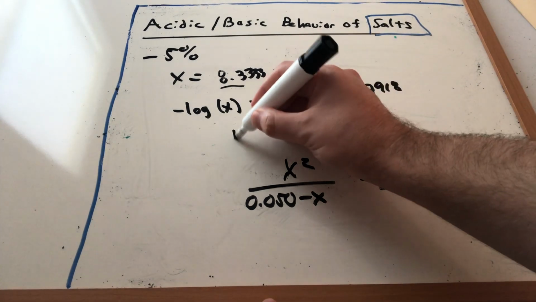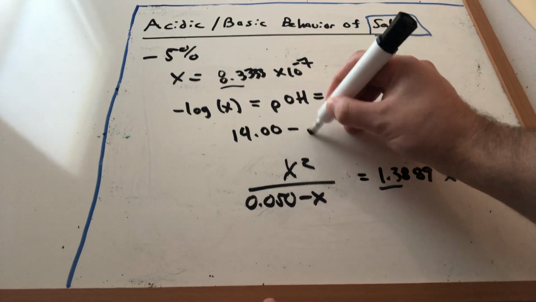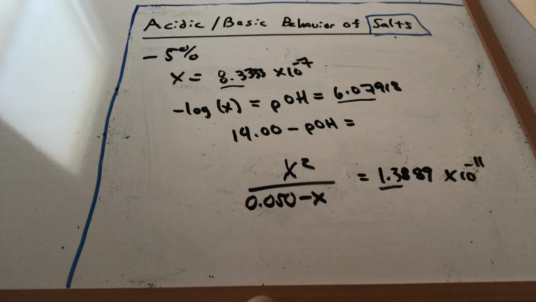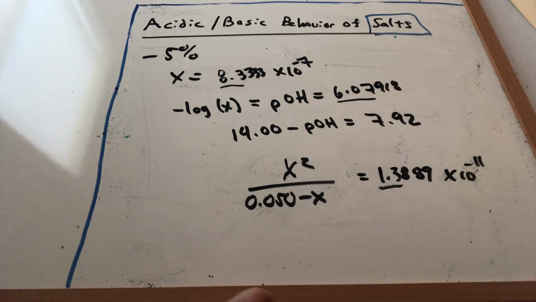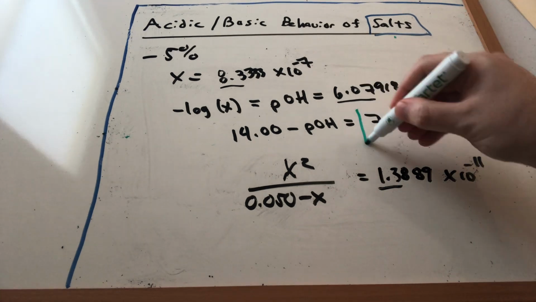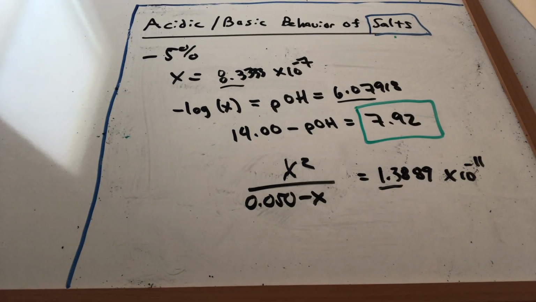If I then subtract 14.00 minus my pOH, what I get is my final answer for this. I get 7.92 as my final answer for this basic solution. Is my final pH a basic pH? Always ask yourself that at the end, and the answer is yes. And if it's a basic pH, then it gives you credence that what you did from a chemistry standpoint was appropriate and that your math worked out well. So that's how you approach these problems.